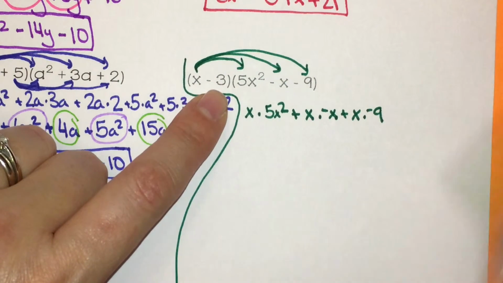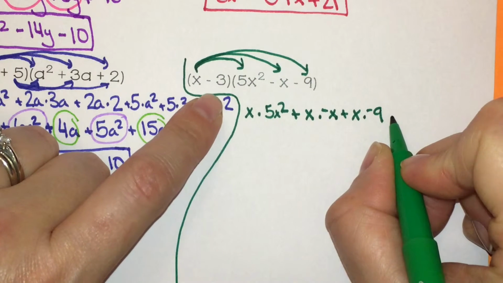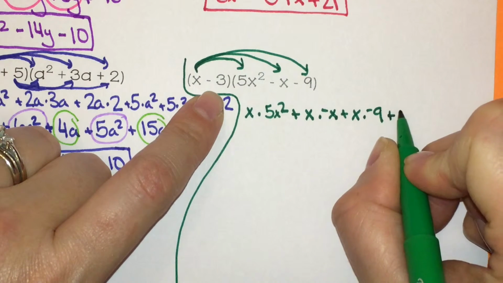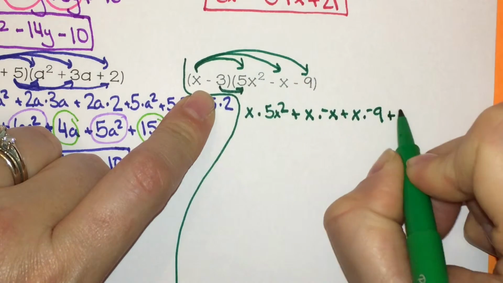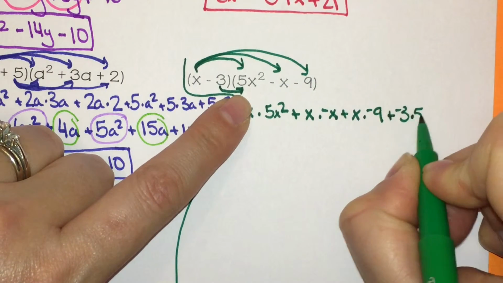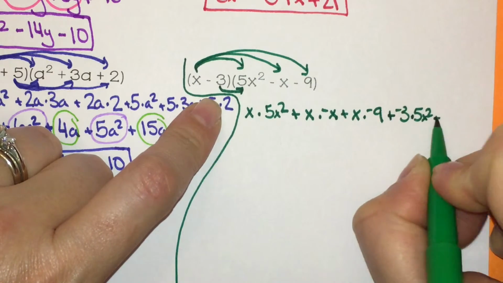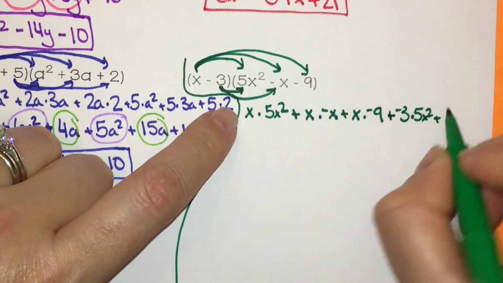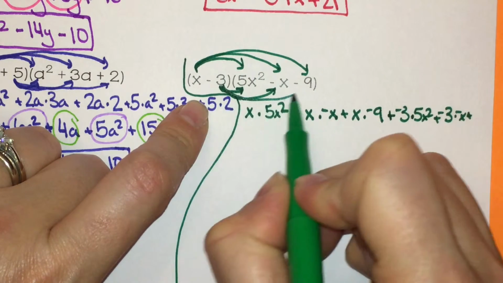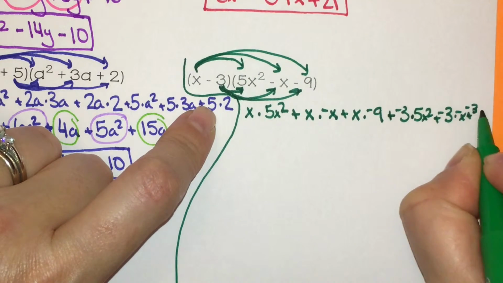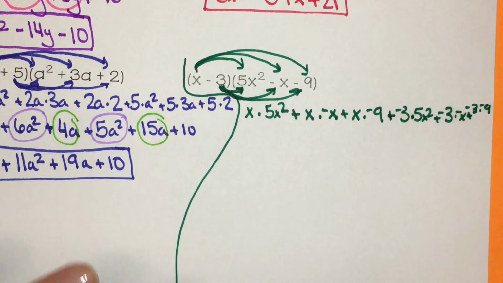Now plus negative 3 times 5x squared, plus negative 3 times negative x, plus negative 3 times negative 9. And I barely had enough room for that last one.